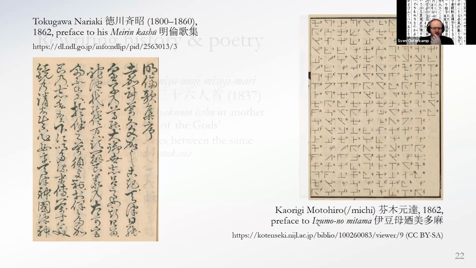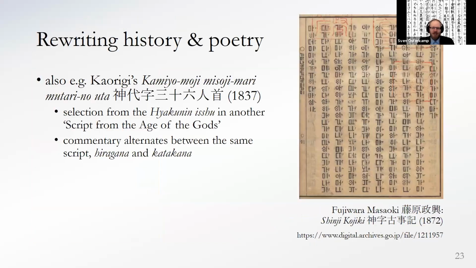This is more of a side note, but there are also cases of pre-existing and well-known texts being rewritten in some variety of these so-called scripts from the age of the gods. One of the most extreme cases is the one shown on the right. This is basically the entire text of the Kojiki, but rewritten here and reprinted in the well-known variety of scripts from the age of the gods, modeled on Korean Hangul, obviously.